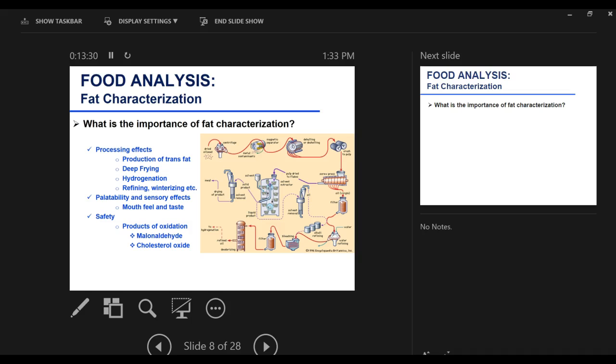So what I mean here by refining is when you crush the seed, you get something we call crude oil. We call it crude oil, but for olive oil it's special. We call it extra virgin olive oil. We don't call it extra virgin corn oil. It's just for olive oil.